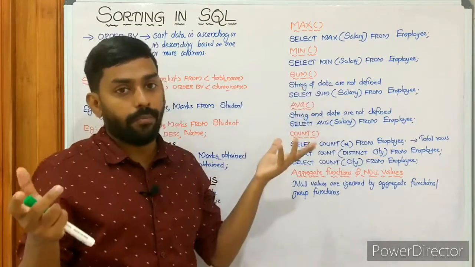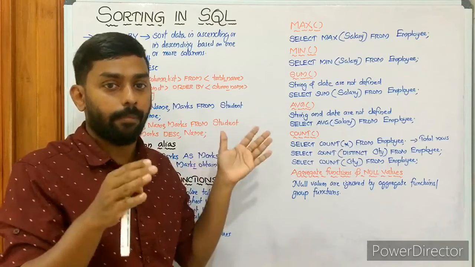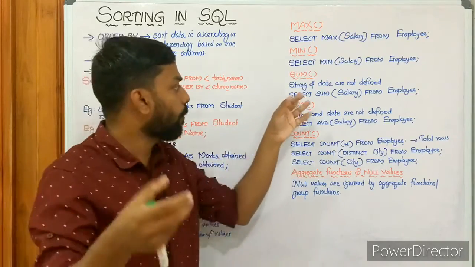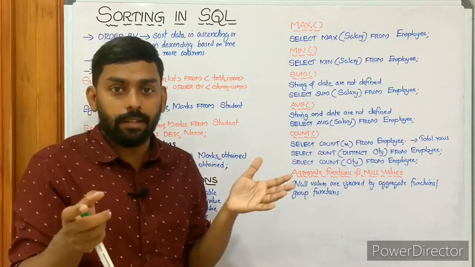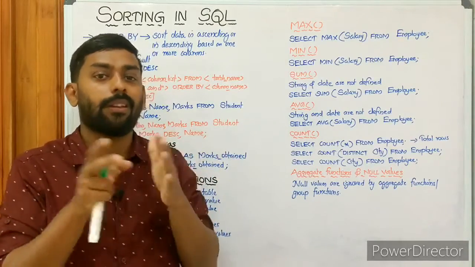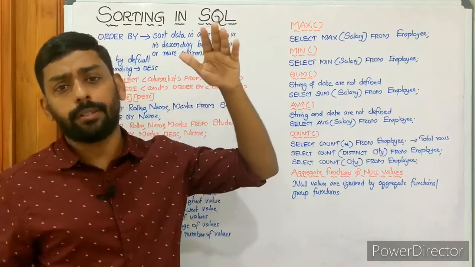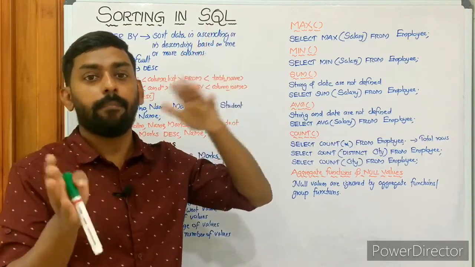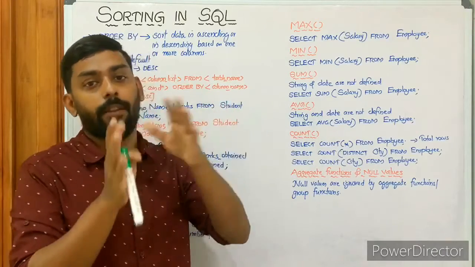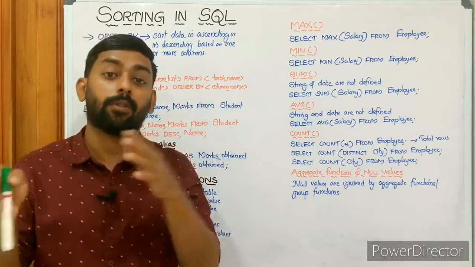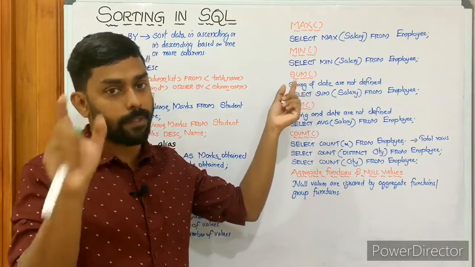Then sum. String and date are not defined, as I've already told you, string and date cannot be applied with sum because we can't find a sum; only numeric. Select sum of salary from employee. Suppose there are 30 employees, and it finds the total of all the salaries: salary of employee 1 plus salary of employee 2 plus 3 plus 4 up to 30. There will be only one value, and the column name will be sum of salary.